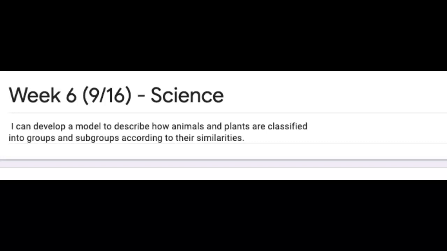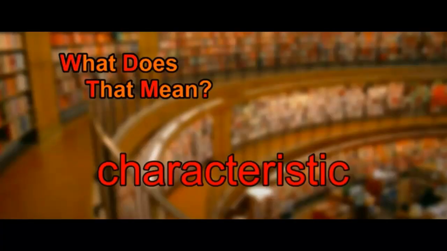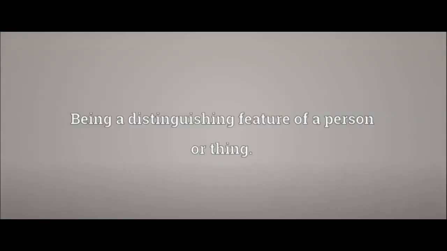Today we continue talking about how to develop a model to describe how animals and plants are classified into groups or subgroups according to their similarities. To classify them, we need to look at the characteristic. What does that mean? Characteristic is a distinguishing feature of a person or a thing.